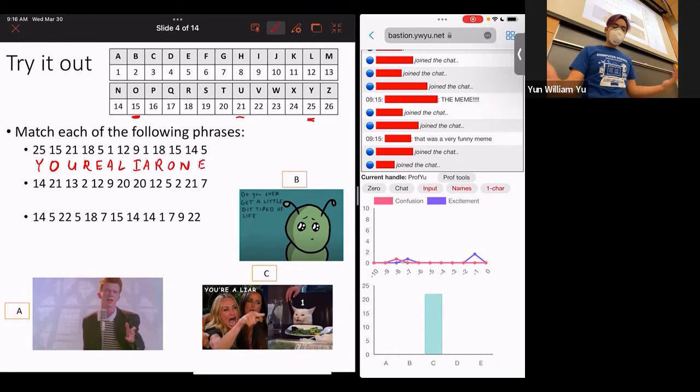So it's pretty easy to just do this encoding. It's just looking up things on the table. It's just a plain substitution. Just to make sure we're all on the same page, let's do the next couple. So what would the second one correspond to?